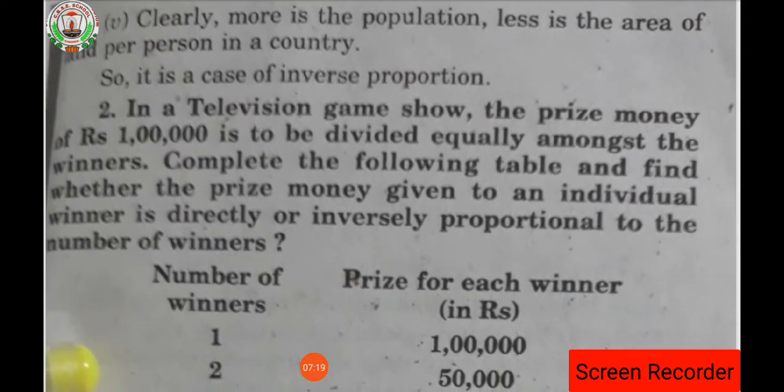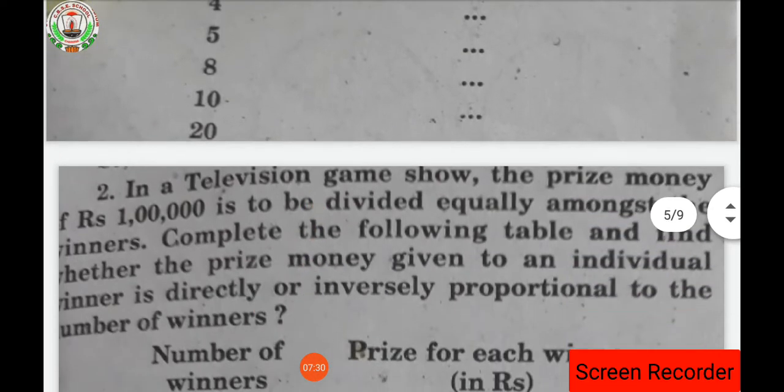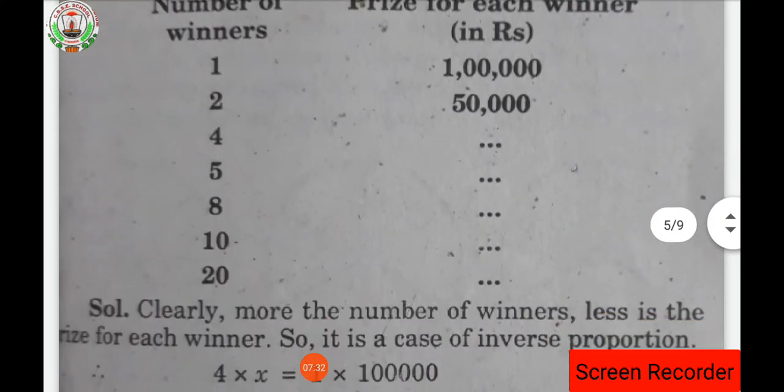Question number 2, what do we have to do? We have to find the number of winners. The number of winners is already given. We have to find the prize for each winner in rupees. Okay, this is the question we are having. Now let's see the solution for this.